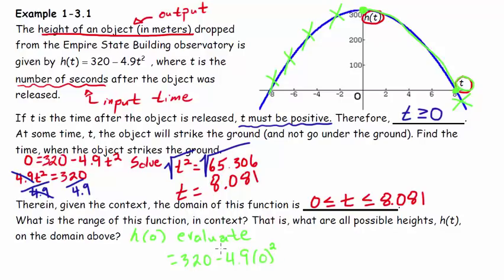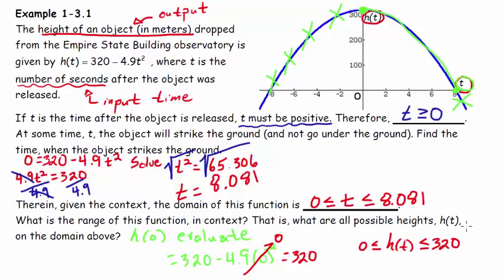Well, 0 squared is 0, times 4.9. That term just goes away, right? So we're left with 320. Right? So the maximum height is up here at 320. The minimum height is down here at 0. So we might write that as 0 less than or equal to, now my output variable is h, height, which is less than or equal to 320.